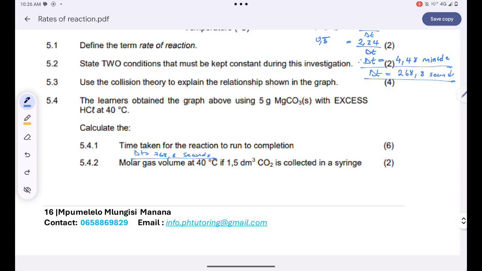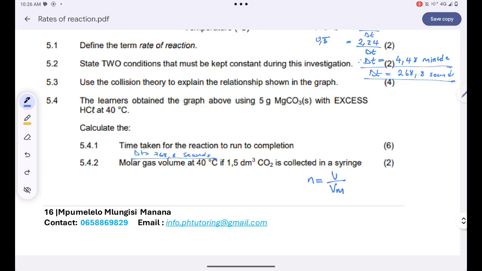Okay, 5.4.2, we are being told that the molar gas volume at 40 degrees is basically 1.5 per cubic decimeters. What are they saying? Calculate the molar gas volume at 40 degrees if 1.15 cubic decimeters of carbon dioxide is collected in the syringe. Oh, okay. Remember that, guys, the number of moles of any gas is equal to the volume of that gas divided by the molar gas volume.